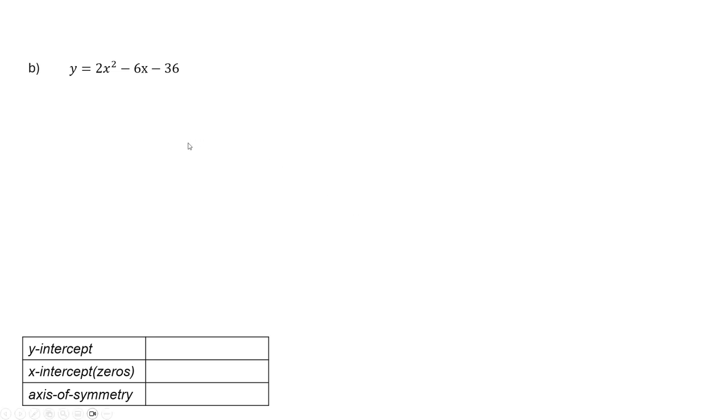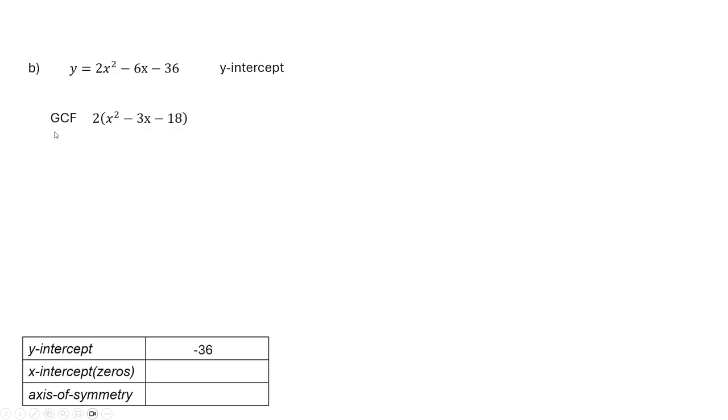For this question, our equation is y equals 2x squared minus 6x minus 36. Again, our y-intercept is simply going to be -36. And now we can start factoring. We have a greatest common factor here, which we'll use to reduce our trinomial a bit. So the greatest common factor is 2, becomes 2 bracket x squared minus 3x minus 18.